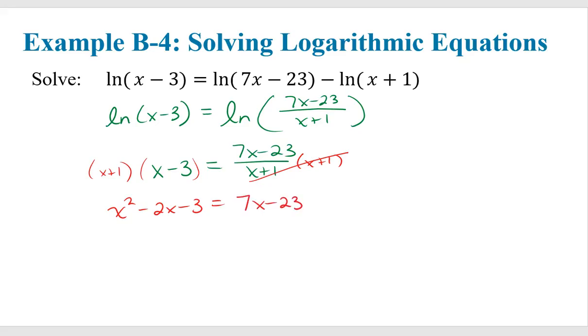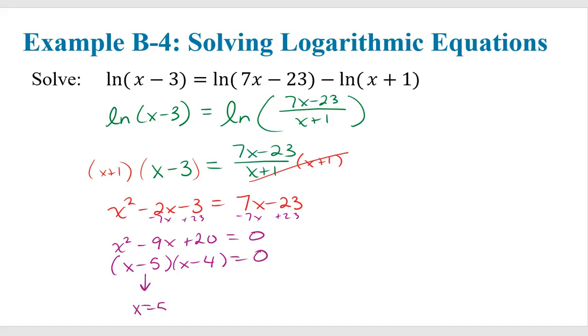All right, so this is going to end up being a quadratic. I'm going to put everything on one side, so I'm going to subtract 7x from both sides. I'm going to add 23 to both sides. So I get x squared minus 9x plus 20 equals 0. And that quadratic trinomial will factor. So that will be x minus 5 times x minus 4 equals 0. So that gives me two solutions, x equals 5, and x equals 4.